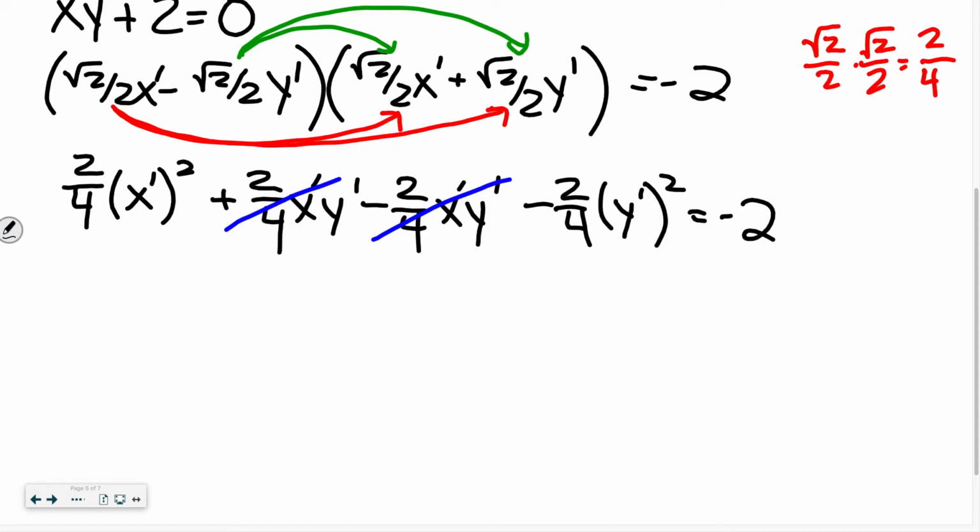If at the end, and this has to be at the very end, if you still had an x prime, y prime term, then you would maybe have an algebra error, you rewrote your x or y wrong, you did your angle incorrectly, like something's not right.